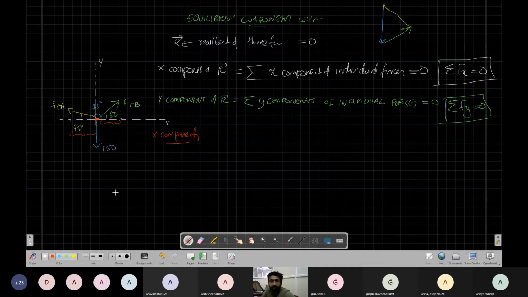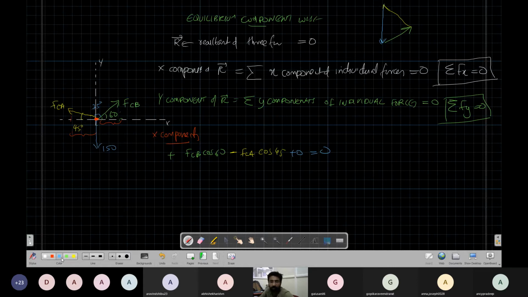So FCB cos 60, which is in positive direction. Then we have FCA cos 45, which is in negative direction. Then this force doesn't have any x component. These x components are 0.